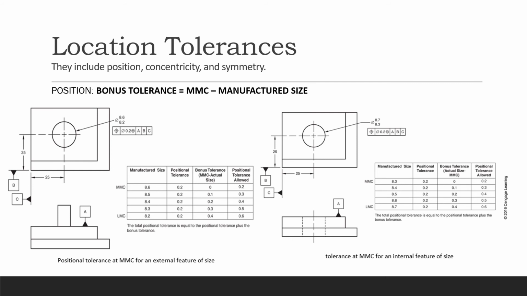Also, we allow bonus tolerance because we don't want bad quality products or D-shaped products. We still want perfection, but we try to see how much we can speed up by allowing bonus tolerance in this way. The more precision you apply, the more time you spend in product design and production. Therefore, we use a bonus tolerance. So how do we calculate? We calculate this way: 8.6 minus 8.6 gives you 0, and then 8.6 minus 8.5 gives you 0.1, and so on, all the way down.